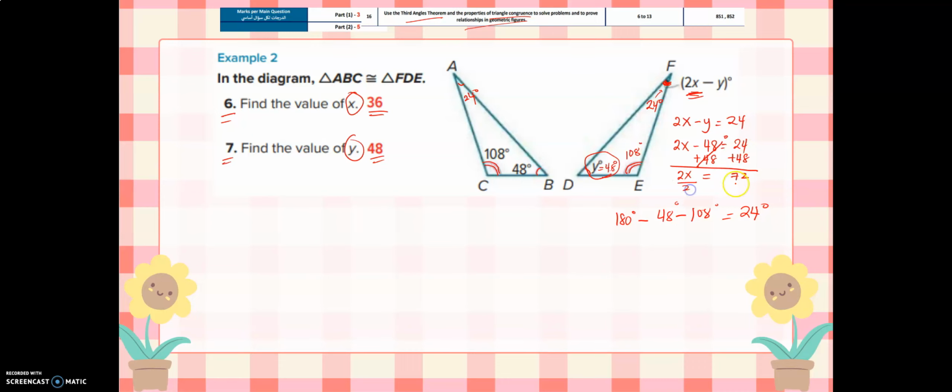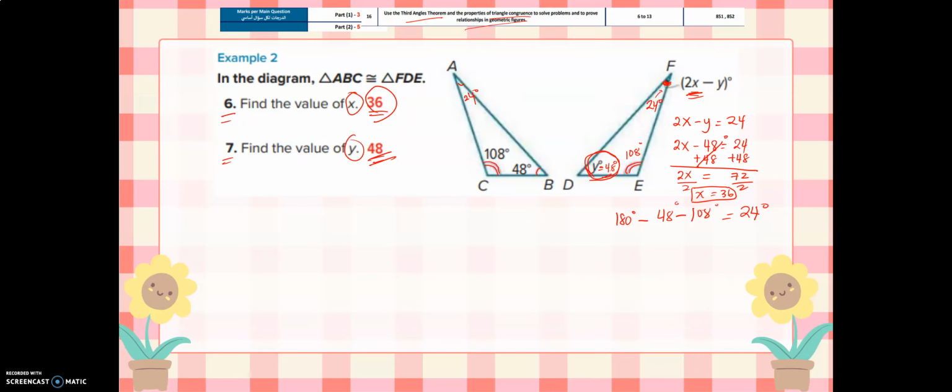And by division property, we have to divide both sides by 2. So your x, 72 divided by 2, is equal to 36. So this is where we got the answer 36. And for question 7, find the value of y. It is obviously written here, y is equal to 48. So the answer would be 48 for this.